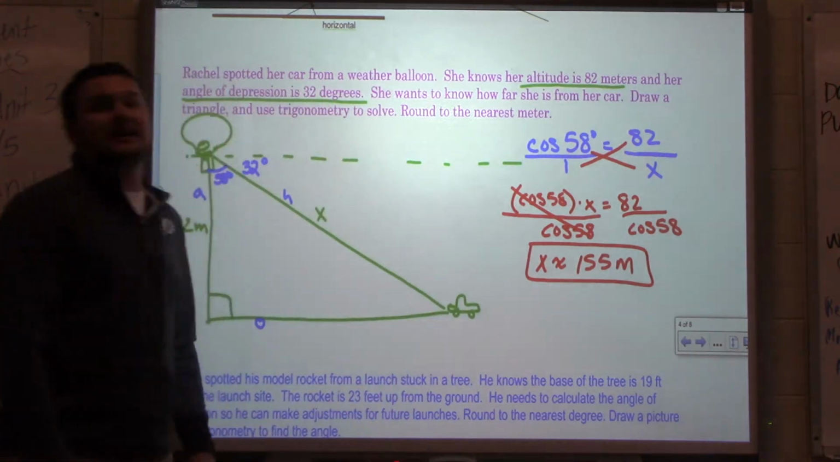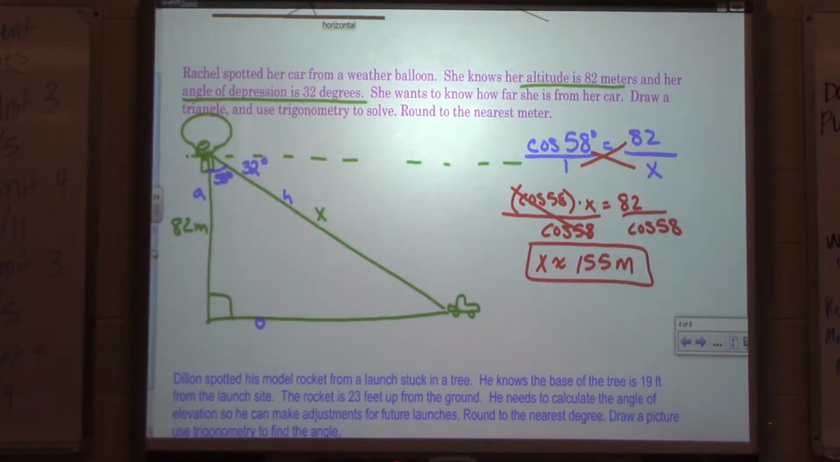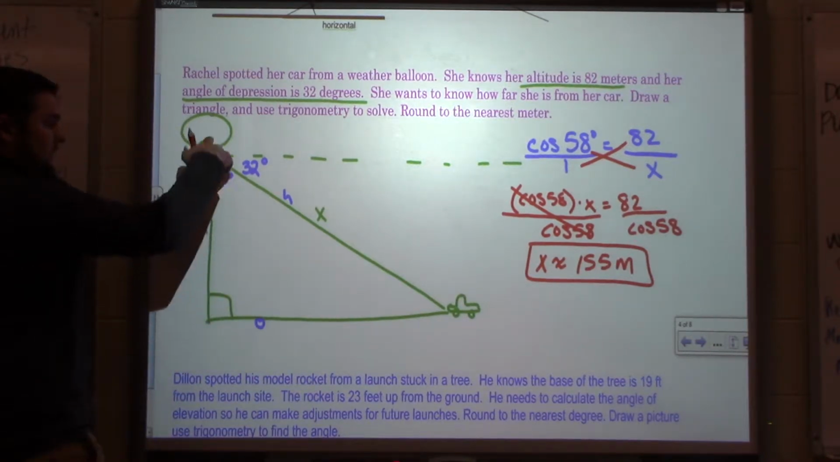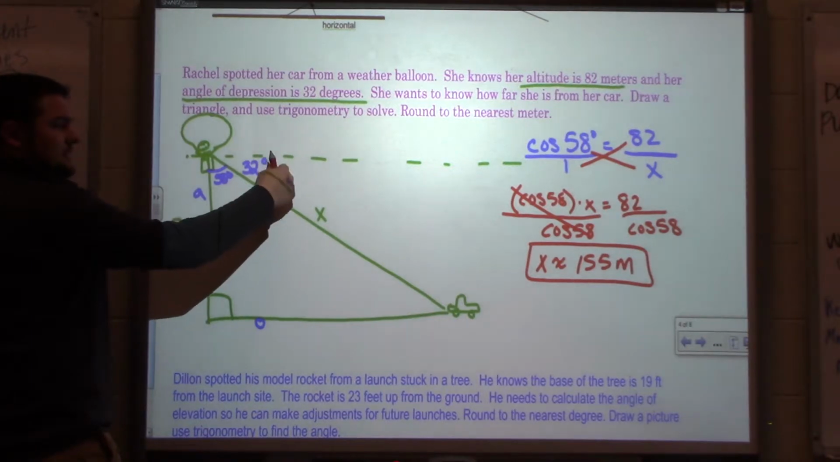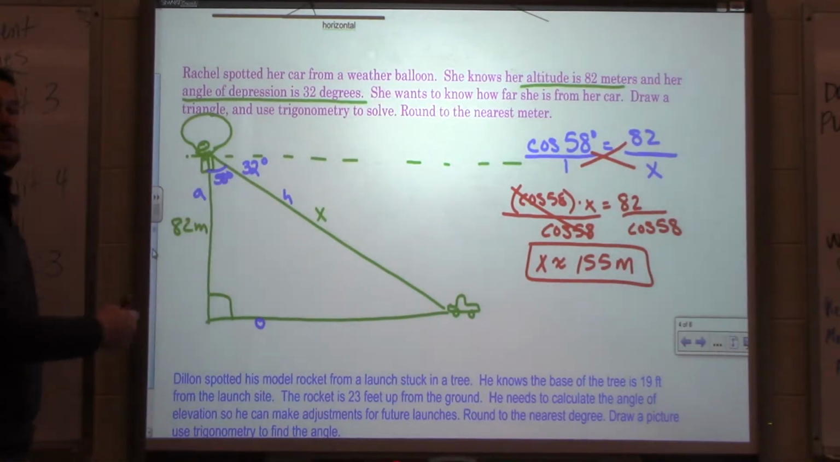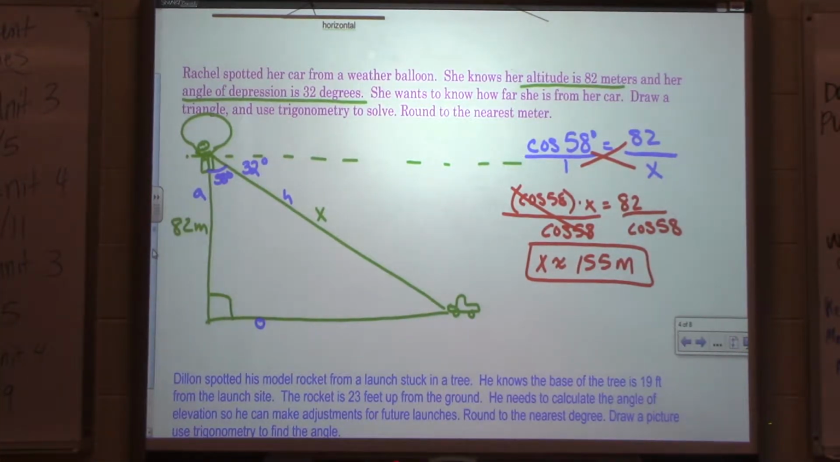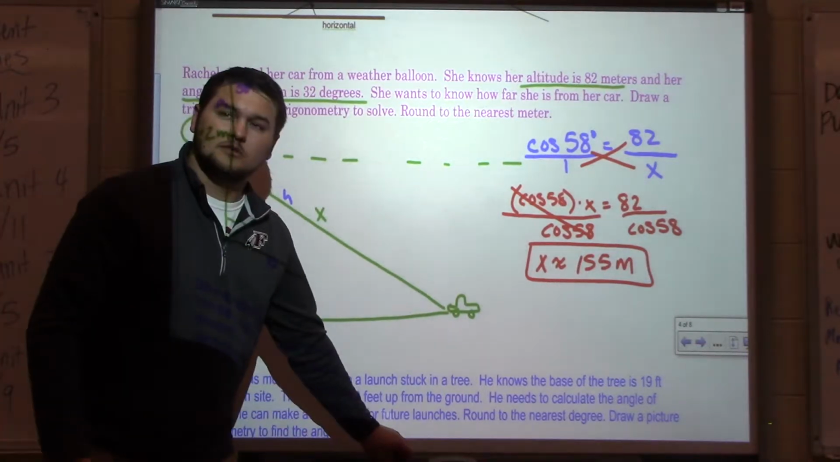Okay, so the biggest thing, honestly, and problem with this is make sure your picture's set up correct. Make sure your altitude, that's vertically from the ground. Angle of depression is from that horizontal line she's at looking down. So use that to figure out the rest of that 90 degrees. Any questions? You good?